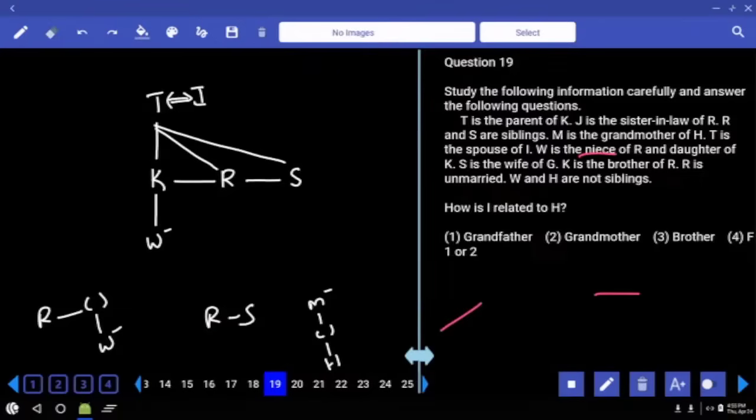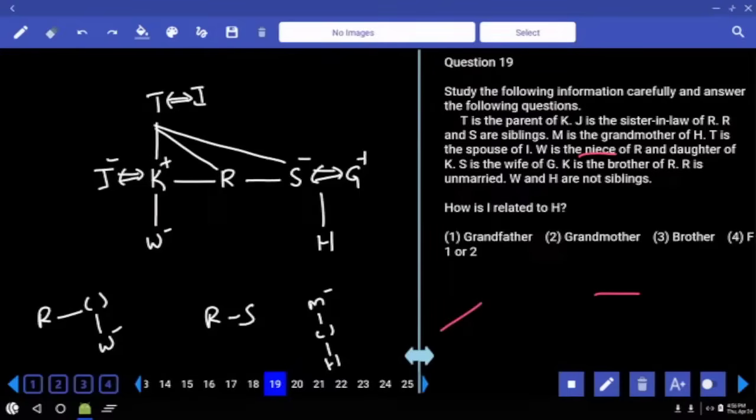W is the niece of R. J is the sister-in-law of R. Can you write it like this? J is the sister-in-law, K is male. T is the parent of K. R and S are siblings. M is the grandmother of H. T is the spouse of I. W is the niece of R and daughter of K. S is the wife of G. S and G are married. S is female, G is male. K is the brother of R, and R is unmarried. W and H are not siblings, so H must be here.